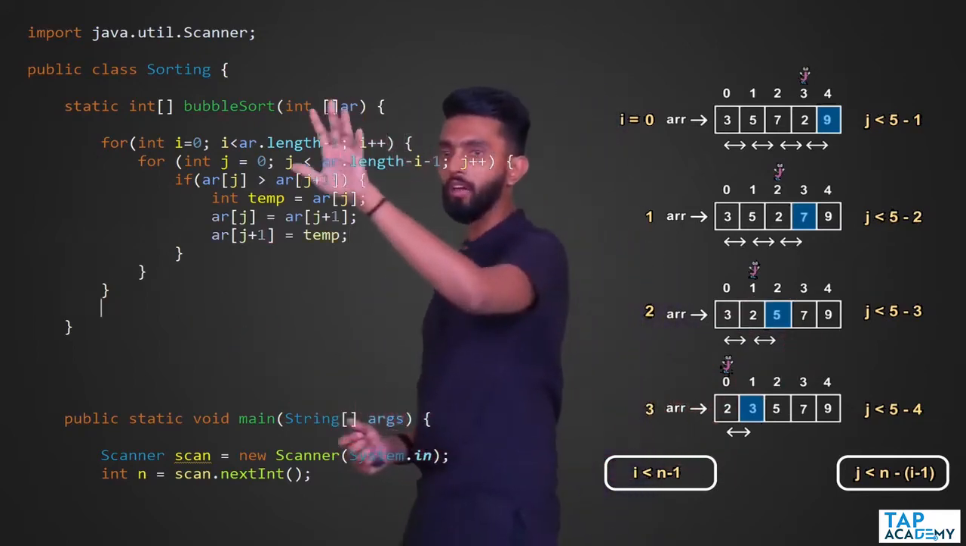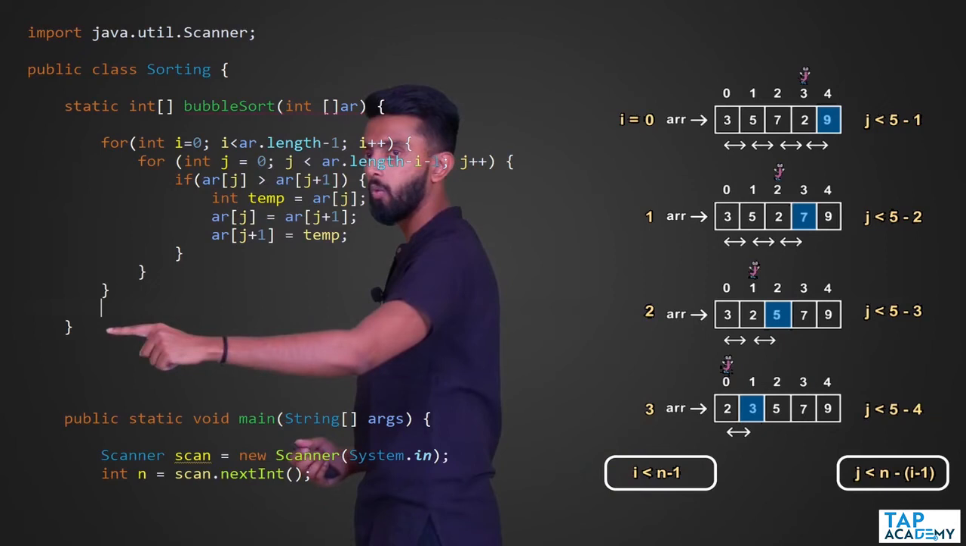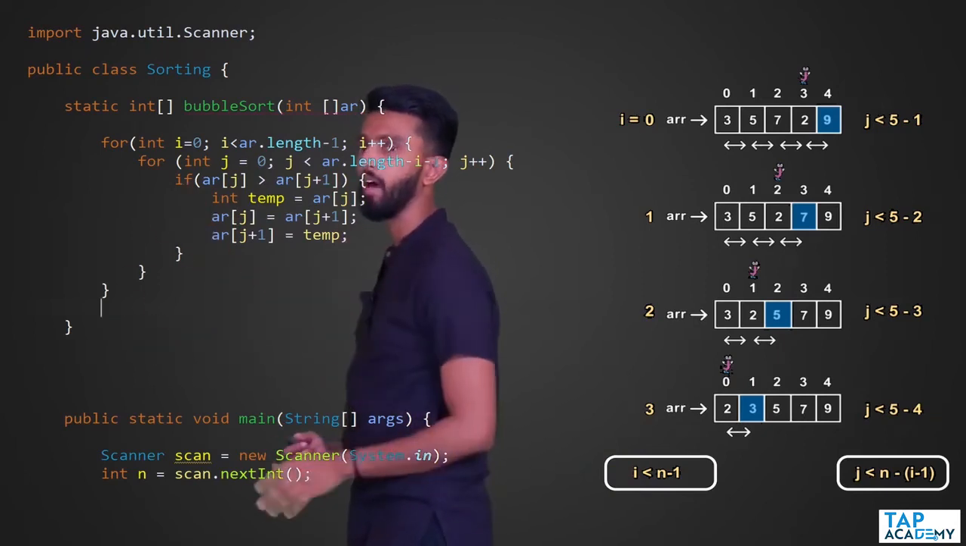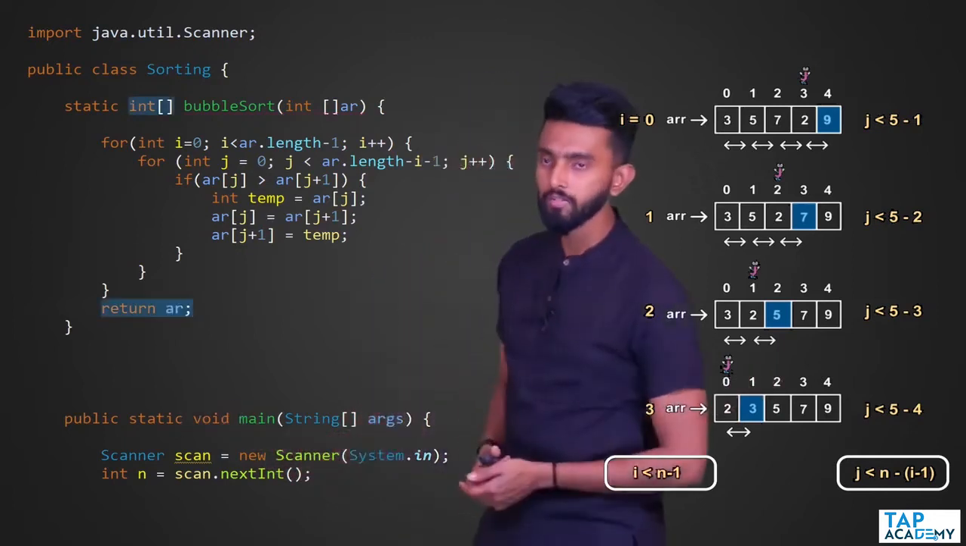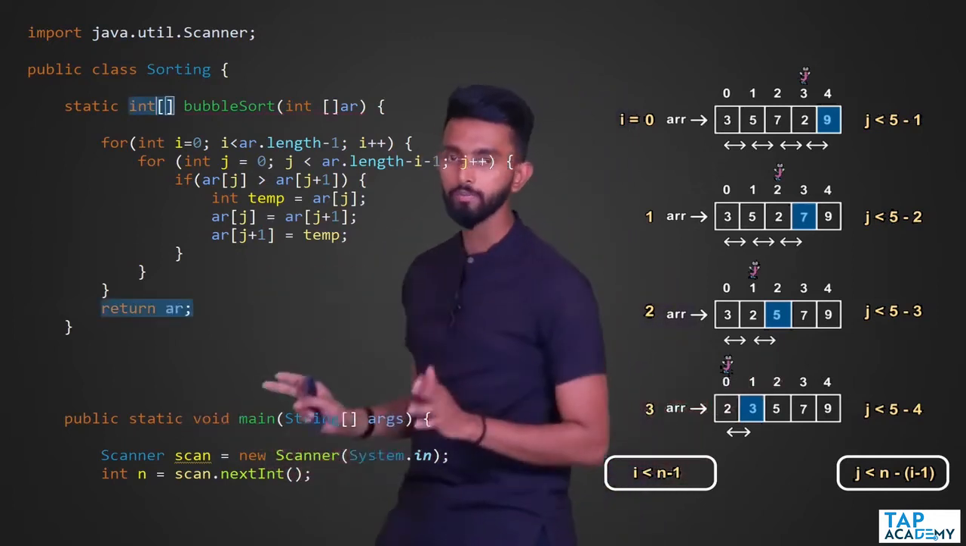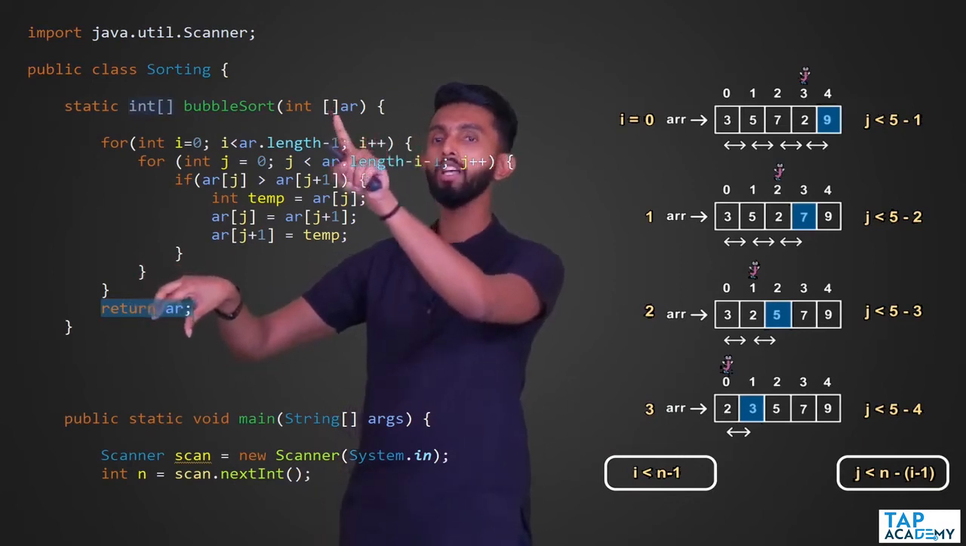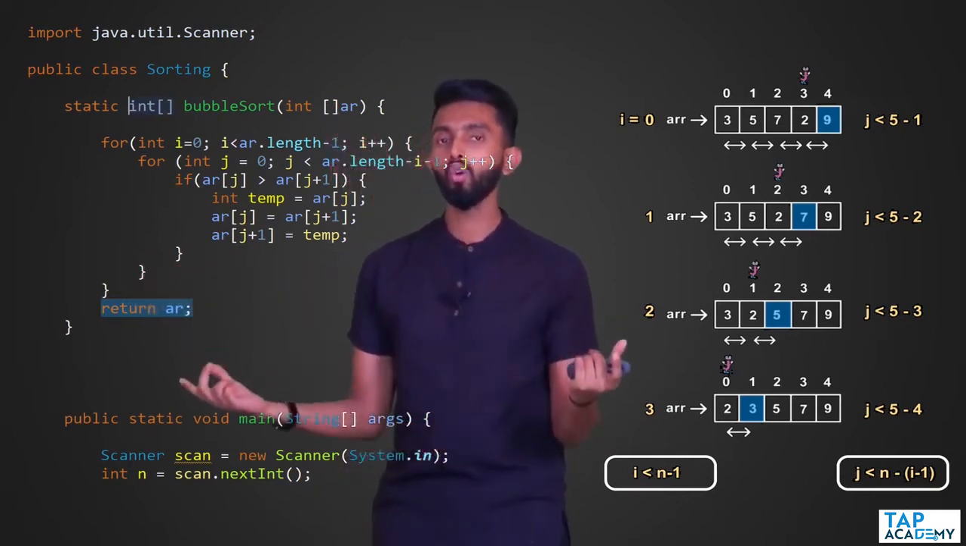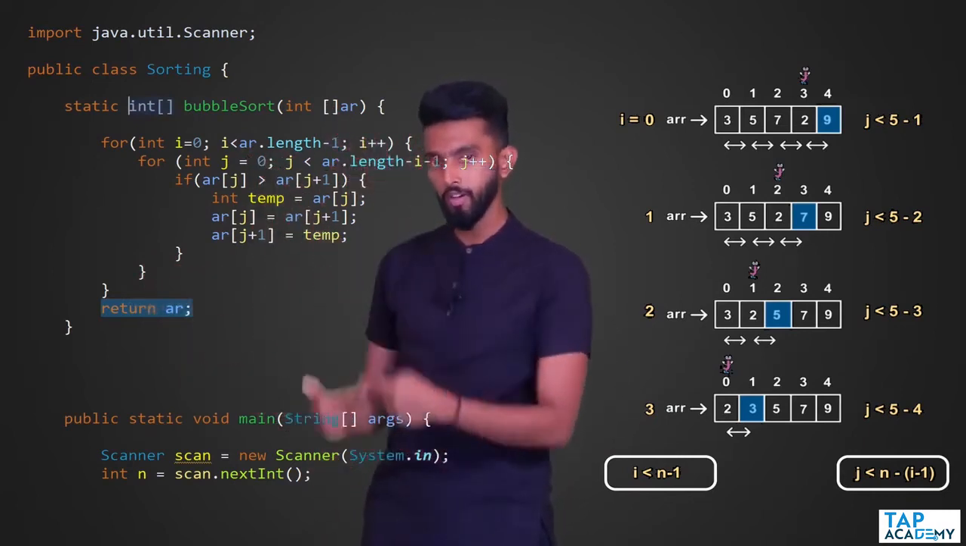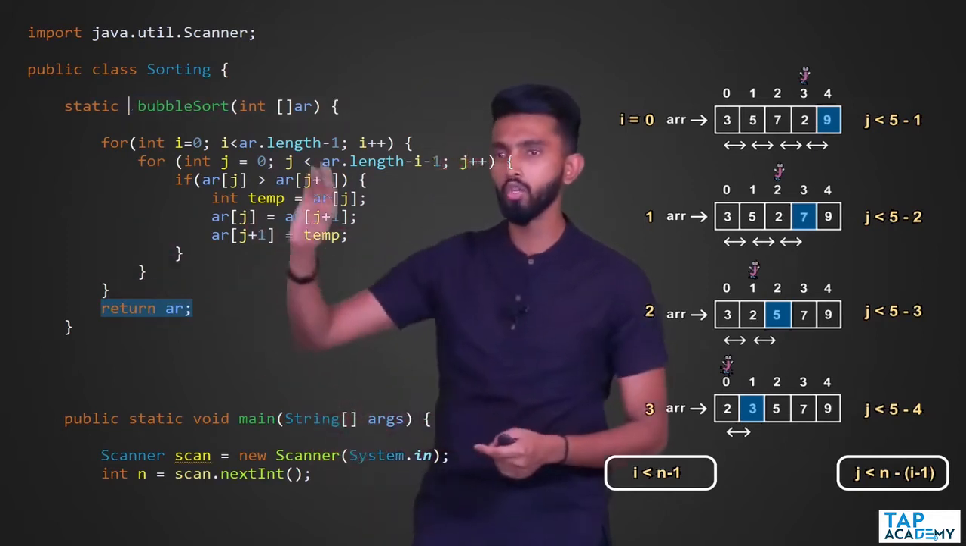That's it, simple. So at the end sorting would have happened, and here what I should return is nothing but AR. In fact, technically speaking there is no need for us to return, because although we are saying we have to return an integer array, since we are doing pass by reference it should not be an issue, because ultimately we are referring to the same array. But okay, that should not matter.